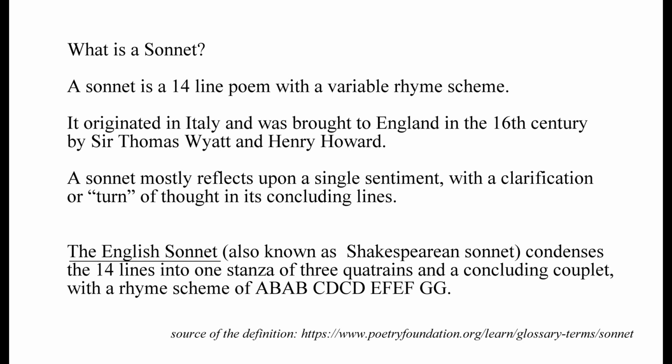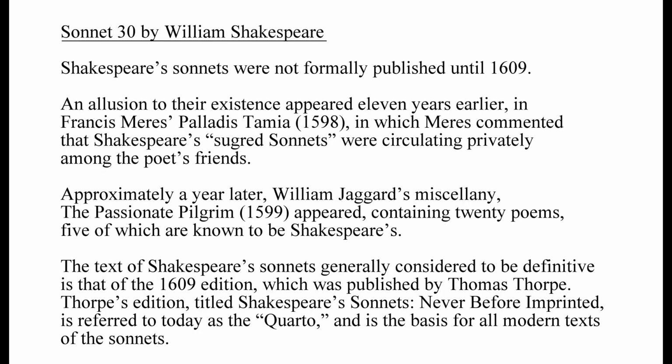The English, also known as Shakespearean sonnet, condenses the 14 lines into one stanza of 3 quatrains, meaning coupling up of 4 lines, often with various rhyme schemes, and a concluding couplet, meaning coupling up of 2 lines, with a rhyme scheme of A B A B C D C D E F E F G G, though poets have frequently varied this scheme. So, let us move to the sonnet. Sonnet 30 by William Shakespeare.